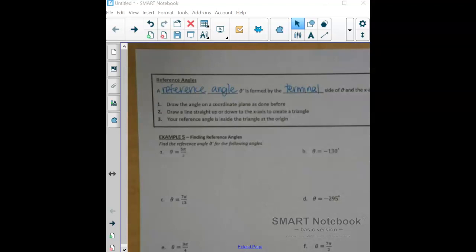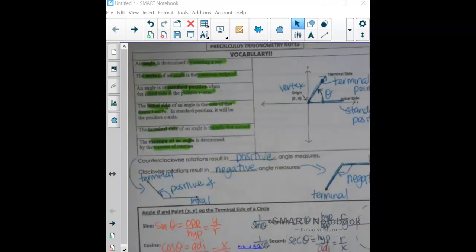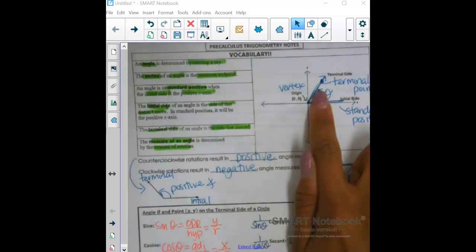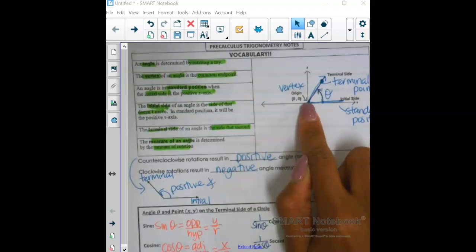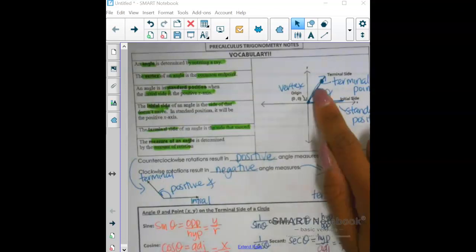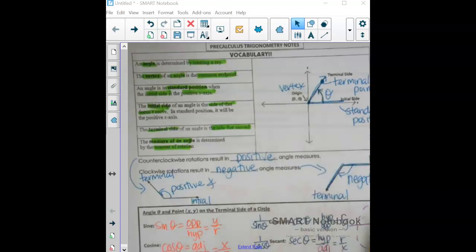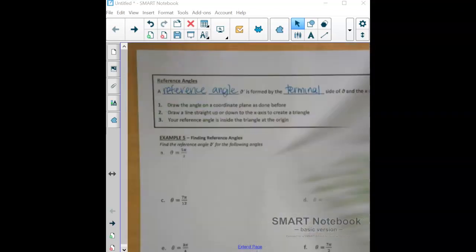So I know you're probably like, what does that mean? We already talked about this literally the first day that we went through these notes. We said that the initial side is along the x-axis. The terminal side is where your graph is, or where your angle is going to. So this is creating your theta. If it was in a counterclockwise motion, that's a positive angle. If it was going in a clockwise motion, that would be a negative angle. But either way, your terminal side is where your angle ends.